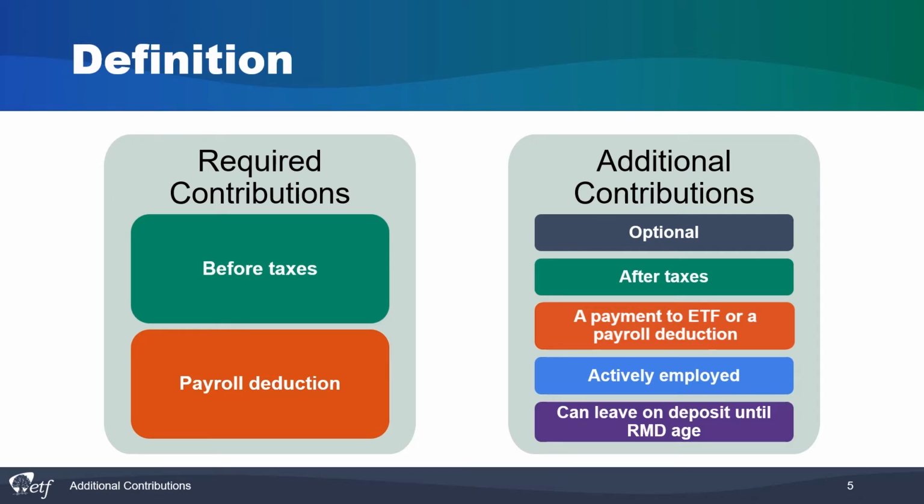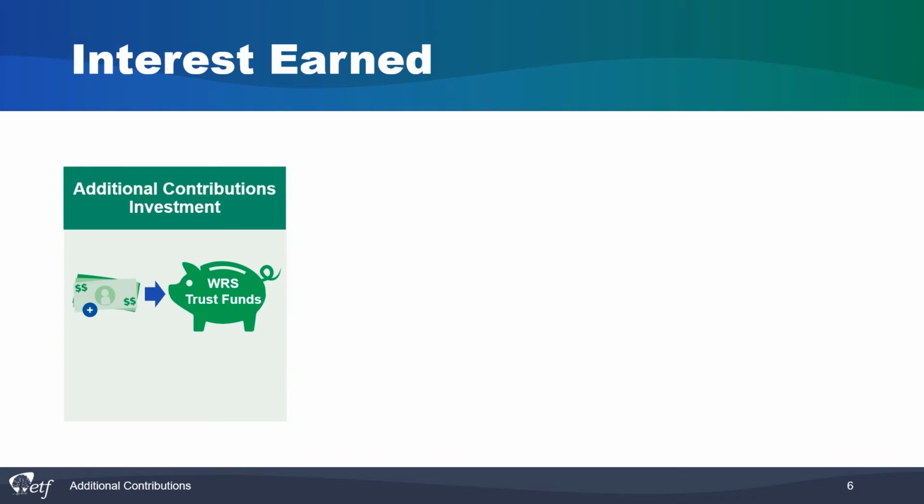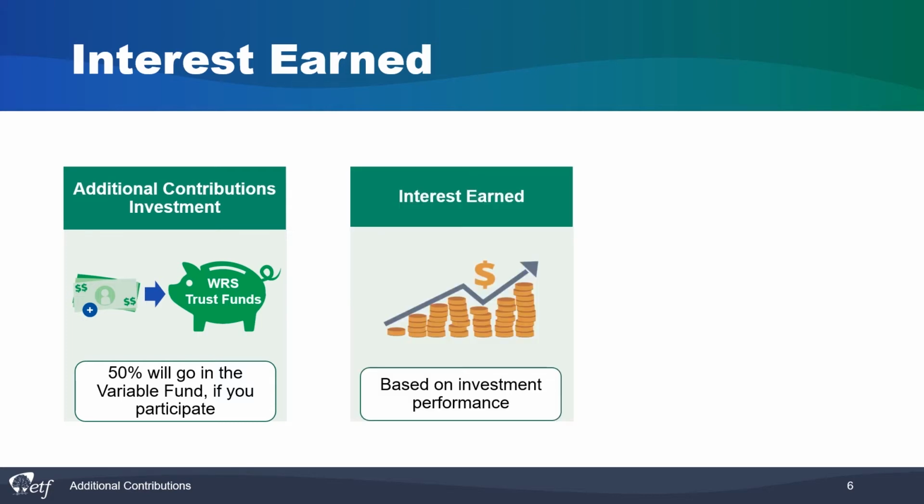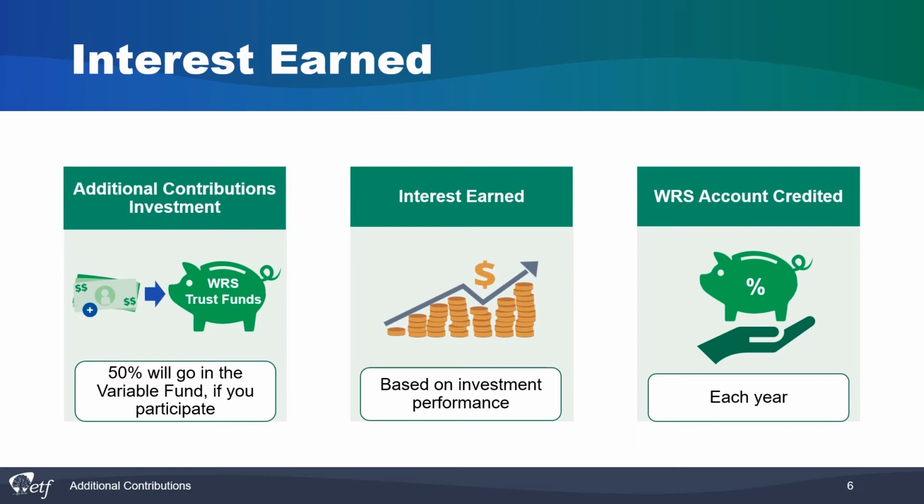Additional contributions can be left on deposit with ETF, continue to earn interest, and be taken out when you reach required minimum distribution age. Your additional contributions are invested in the trust funds you participate in: the Balanced Investment Core Trust Fund and the All Stock Variable Trust Fund. All employees participate in the Core Fund, but if you voluntarily participate in the Variable Fund, your contributions are automatically split with half deposited in the Core and half in the Variable. Interest is credited to your account yearly based on the investment performance.